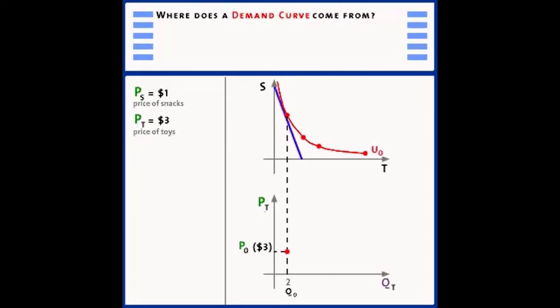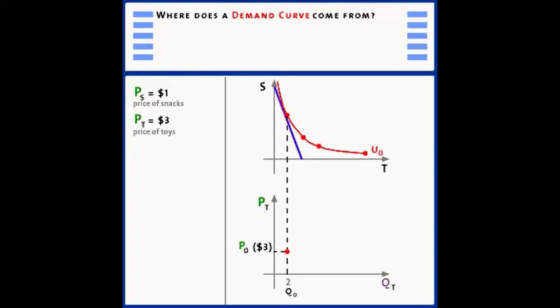Now, let's change the consumer's constraints by lowering the price of toys from $3 per toy down to $1.50 per toy. When we do that, we have to redraw the budget constraint in the diagram above. So here I go. I'm going to redraw that budget constraint, and I'm going to draw it very thick and beautiful so you can see it on the web. There you go. There's the new budget constraint.